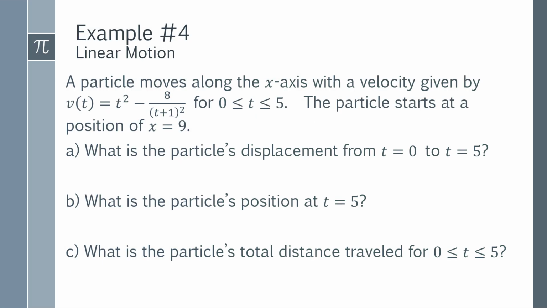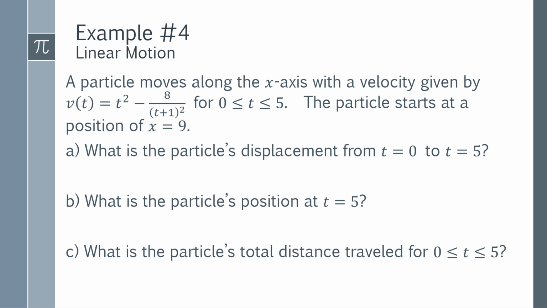If we go to a motion example, we have a particle moving along the x-axis with velocity given by that equation for t from 0 to 5, and it starts at a position of 9. The first thing we're asked is what's the particle's displacement from 0 to 5? Motion's a little bit tougher to notice, but velocity is the derivative of displacement, or in other words, if we change the name of derivative to instantaneous rate of change, I'm told the rate of change, but asked how much change, because displacement is how much is the change in position.